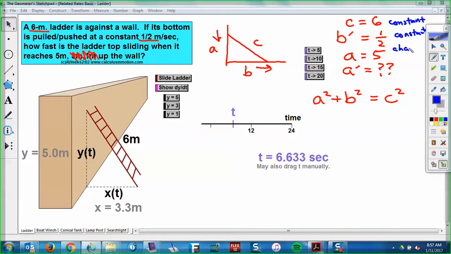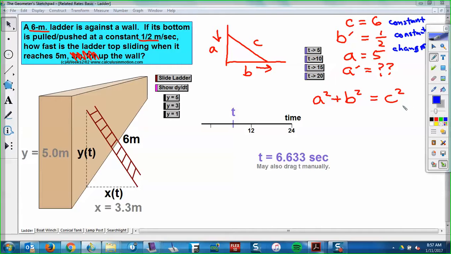That is changing. We cannot plug that 5 in right now for that A. Can't do it, because that A is not 5 all the time. So we can't plug that in till the end. Okay? So that's just something you've got to understand. Things that aren't changing through the problem, things that are constant the whole time, you can plug those in early or whenever you can. But things that are changing can't get plugged in until the very end.